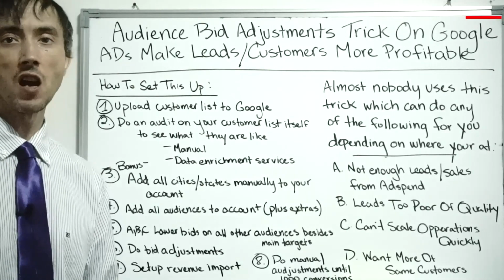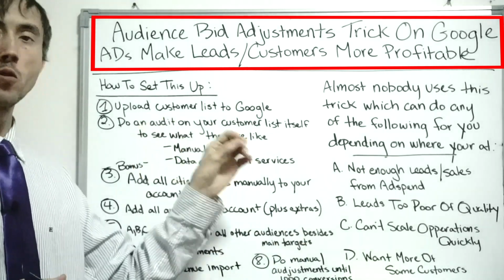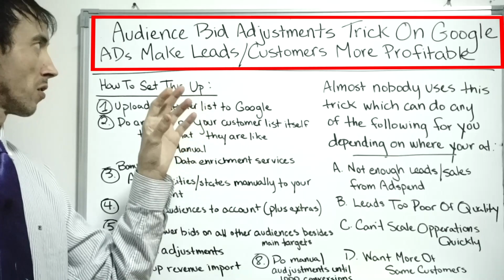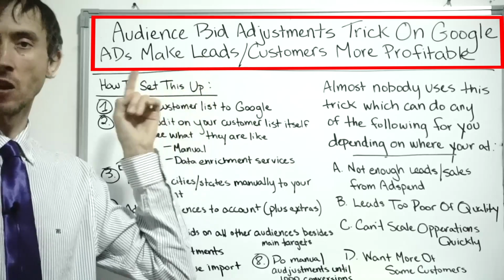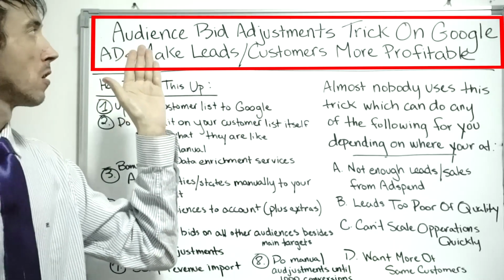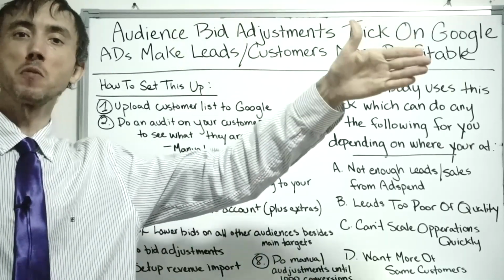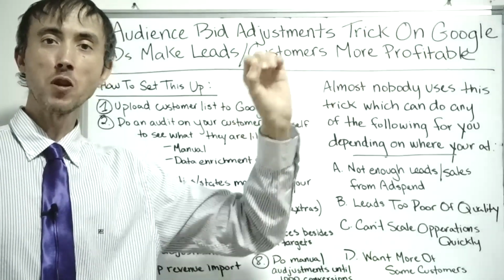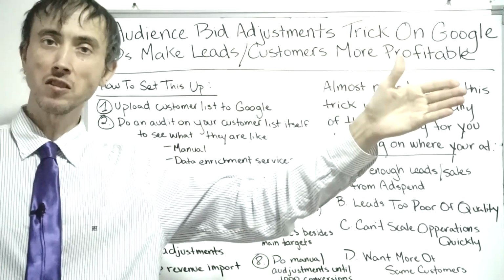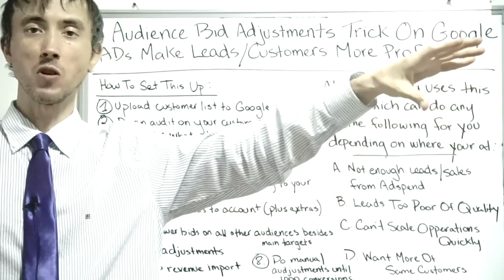Okay, today's video, we're going to talk about audience level bid adjustments through Google Ads that can make the leads you're getting much higher quality, therefore much higher profit, a lot more profitable to you. Or if you're generating e-commerce, the customers will be buying more, both on their initial purchase as well as future purchases, if that's important to you. Or of course, if you're generating leads, the customers that you get out of those leads end up buying more from you on the initial and also future transactions as well.